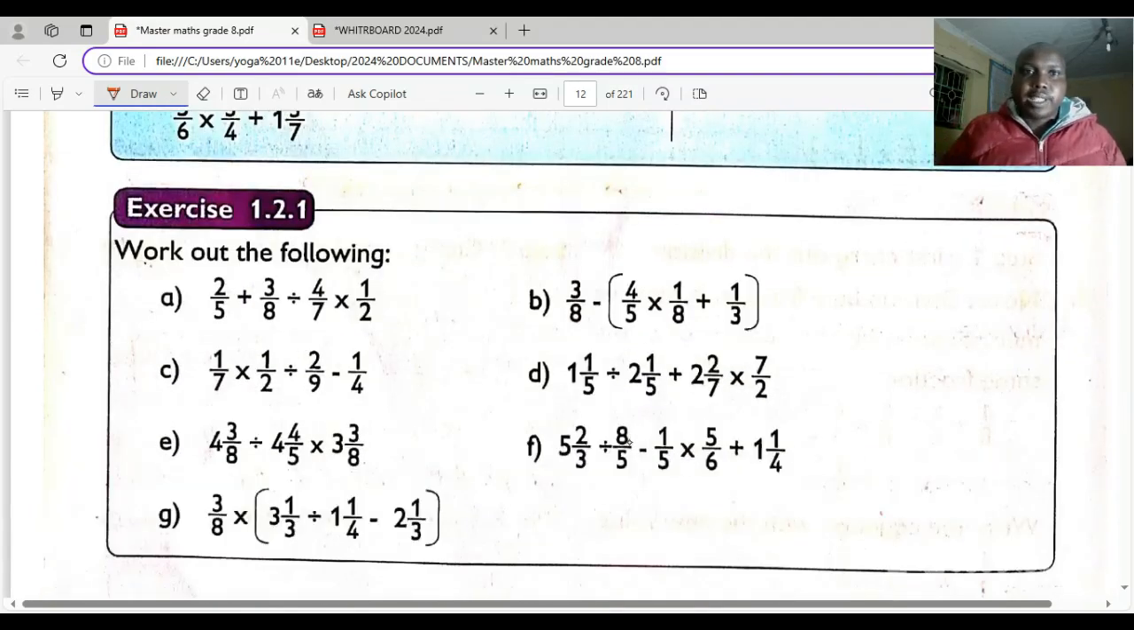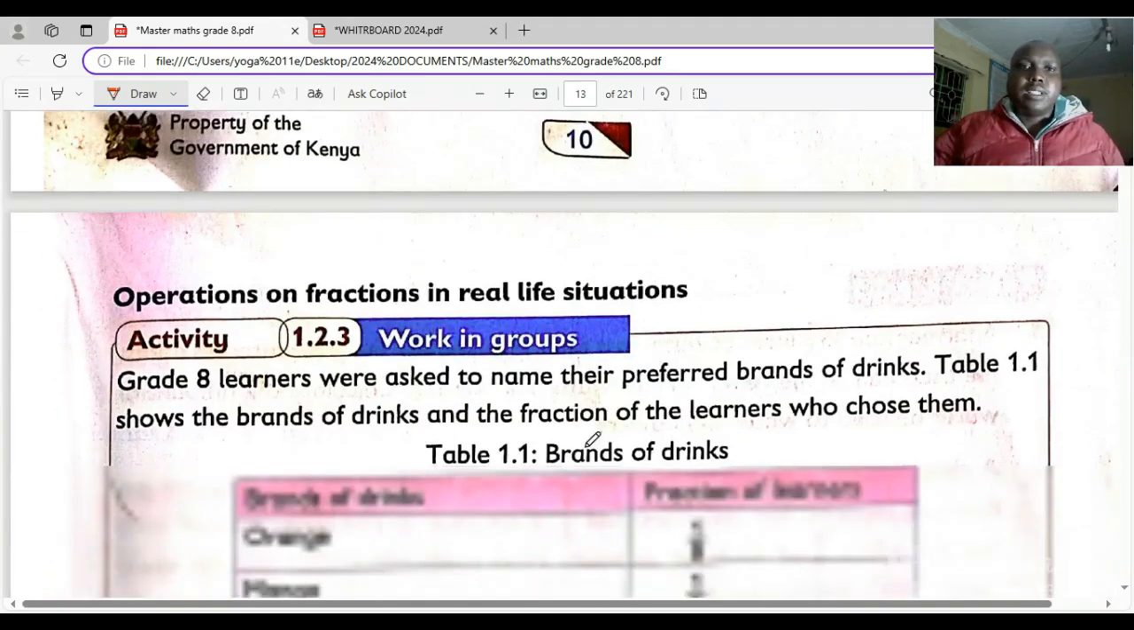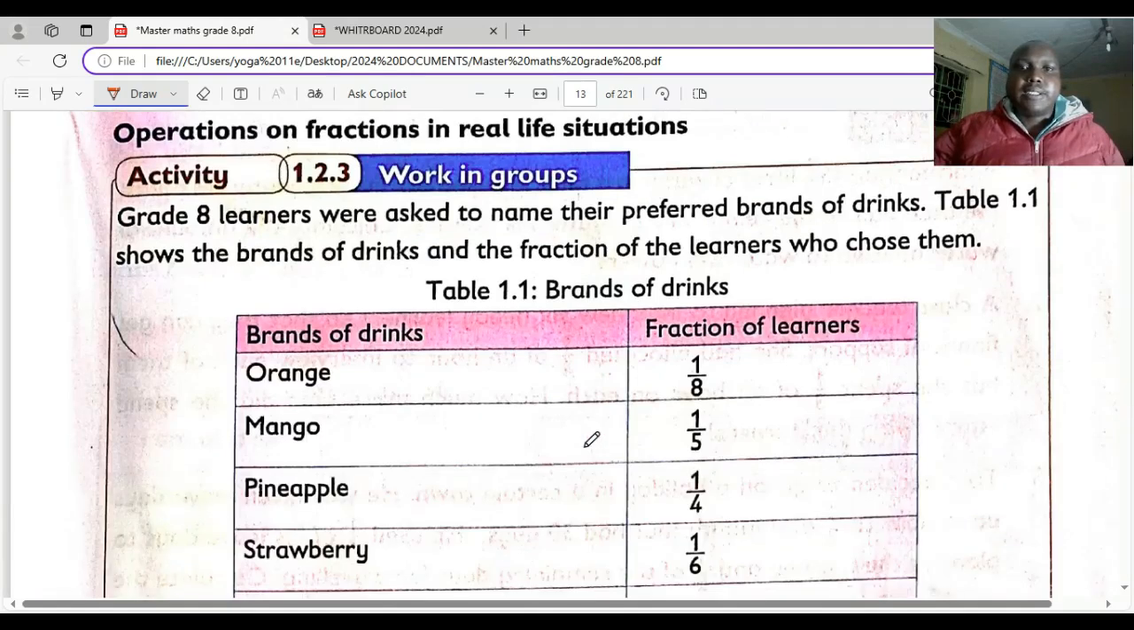So there is an exercise for you. Work out these ones. That is your work. Now we are looking at operations on fractions in a real life situation.